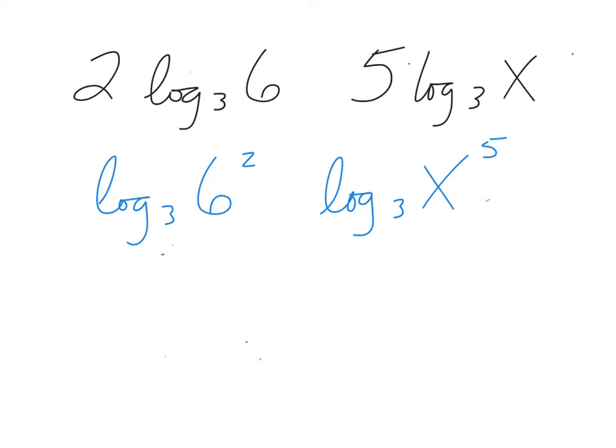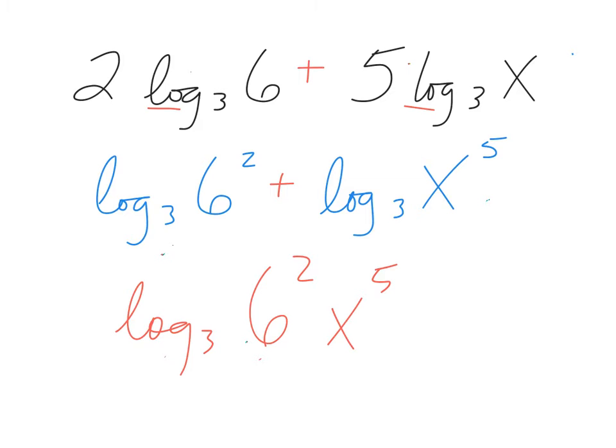So if we don't have equals, which will likely be the case at some point, you might have plus or minus, in which case if you have 2 logs, you're probably going to simplify them or combine them in some way, and when you see plus, you know that means you have to multiply. So I can have log base 3 of 6 squared times x to the 5th, or since 6 squared is 36, I could actually just go ahead and simplify that further.